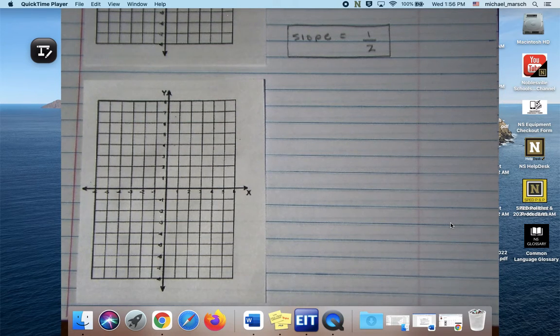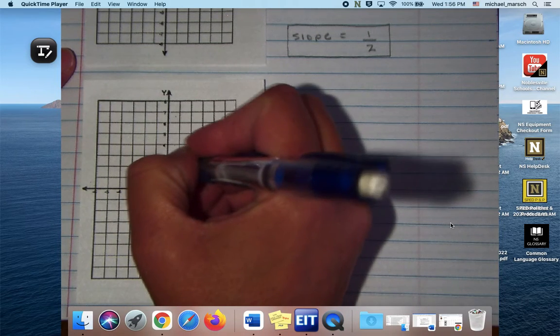Okay, another way you can find slope is with a slope formula. So let's just draw our line here first.